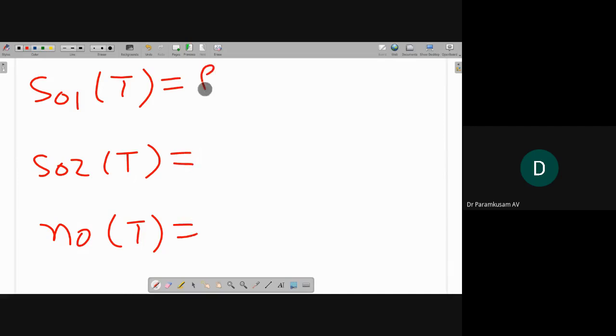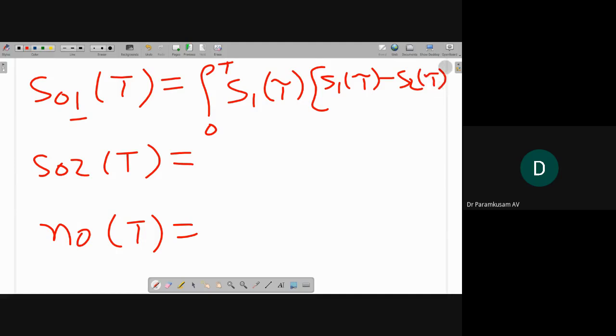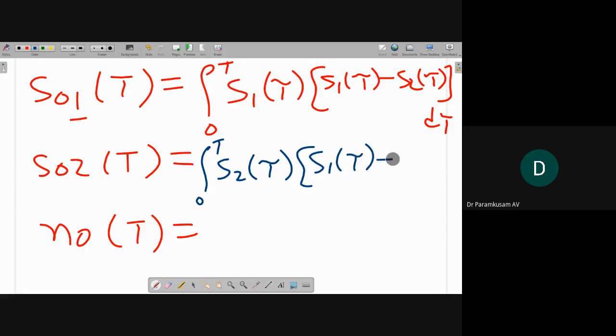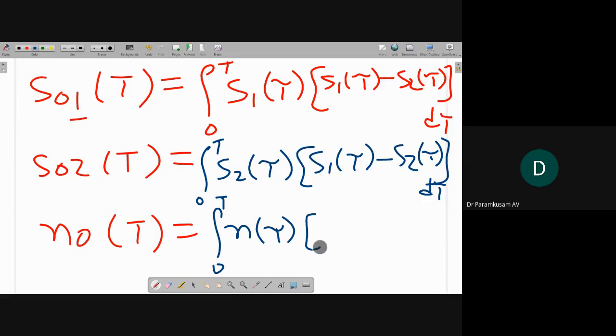What is S01(T)? It is integration 0 to T, S1(tau) into S1(tau) minus S2(tau) d tau. S02(T) is equal to integration 0 to T, S2(tau) into S1(tau) minus S2(tau) d tau. And n0(T) is equal to integration 0 to T, n(tau) into S1(tau) minus S2(tau) d tau. Okay, these are the expressions for S01(T), S02(T), and n0(T).